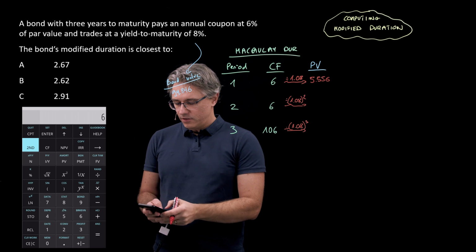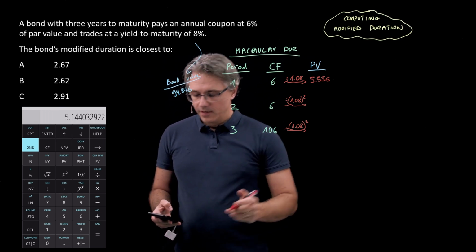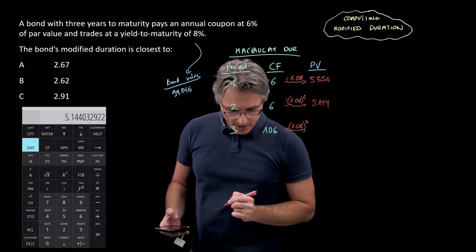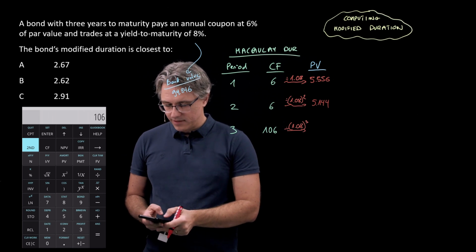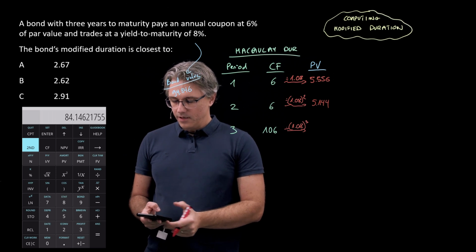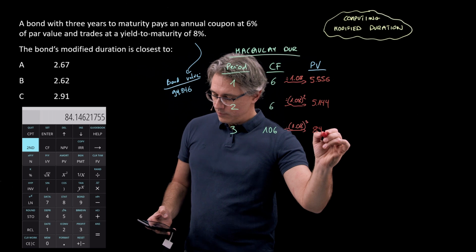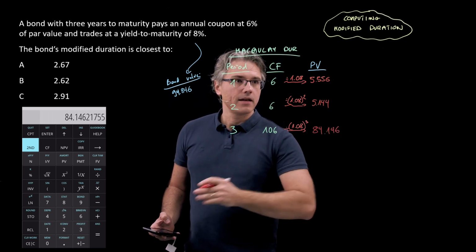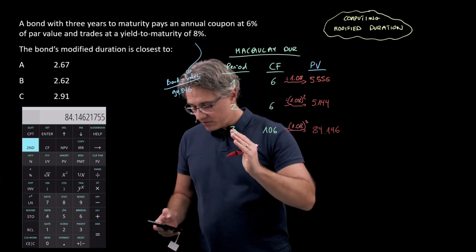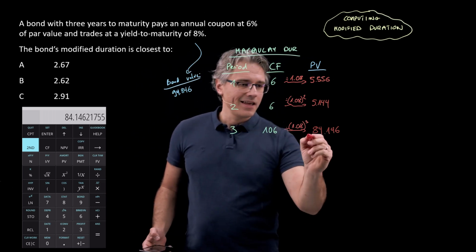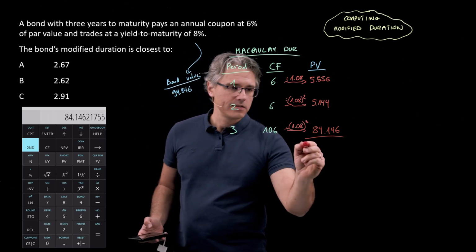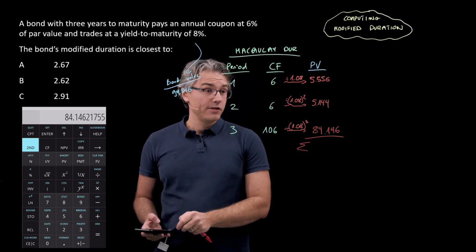The next one, 6 divided by 1.08 to the power of 2. That's 5.144. And the next one, the big one, is 106 divided by 1.08 to the power of 3. That's 84.146, and you may have noticed that in order to raise to the power of 3, I was using the y to the power of x key followed by 3. Right. If we add these present values up, if we compute their sum, hopefully you know what we should get.